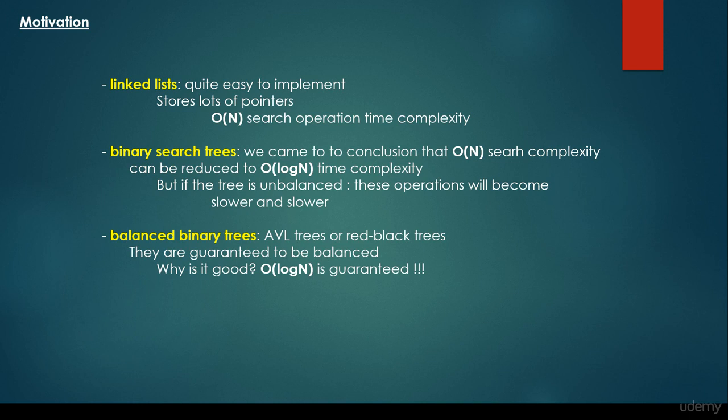Then we came to the conclusion that maybe we are able to reduce this O(n) linear search time complexity to logarithmic time complexity. And that's why we have been talking about binary search trees. We saw that O(n) search complexity can be reduced to O(log n) time complexity. But it's very important that if the tree is unbalanced, these operations will become slower and slower. And that's why balanced binary trees have come to be, such as the AVL tree or red-black tree.